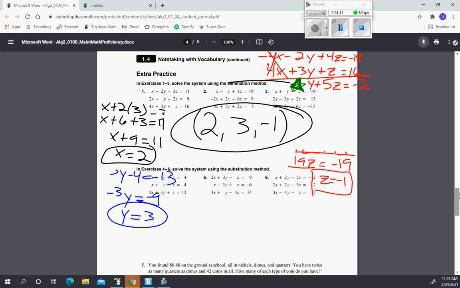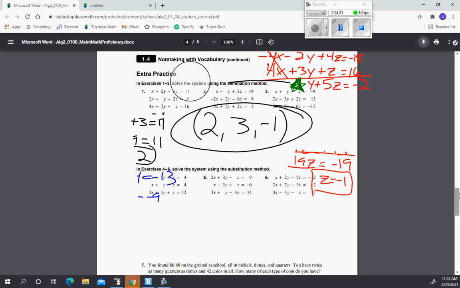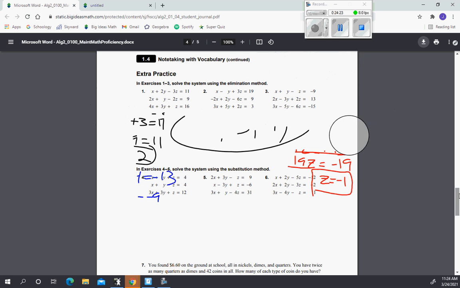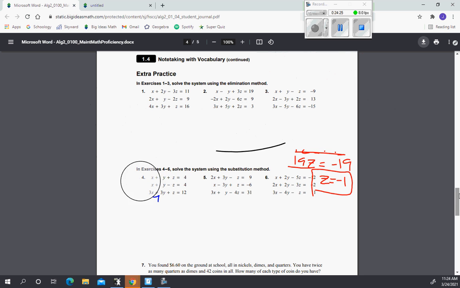Okay. We're going to be going through some more of these in practice. Right now, this is all I want you working on, the elimination method.